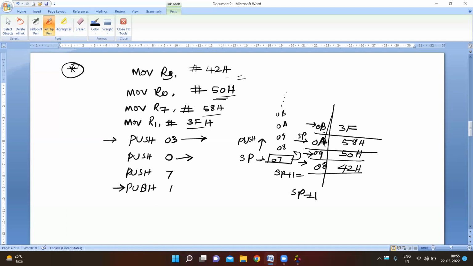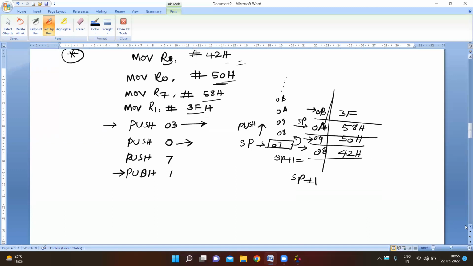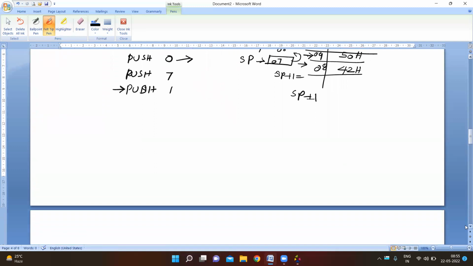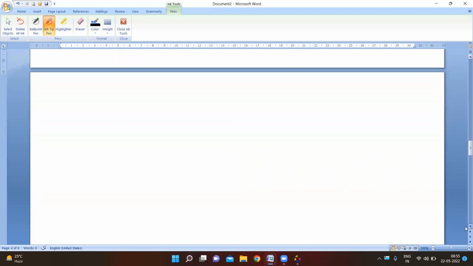Now we'll see the sequence of pop instructions. What happens when a pop instruction is executed? Similarly, here I'll write a program.